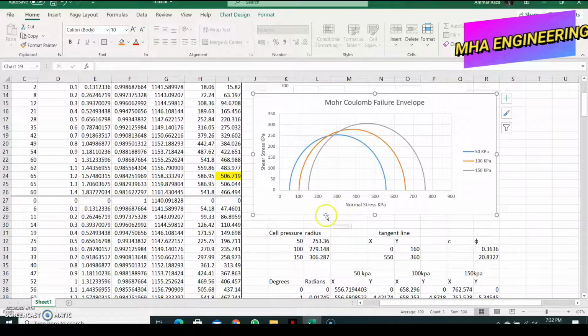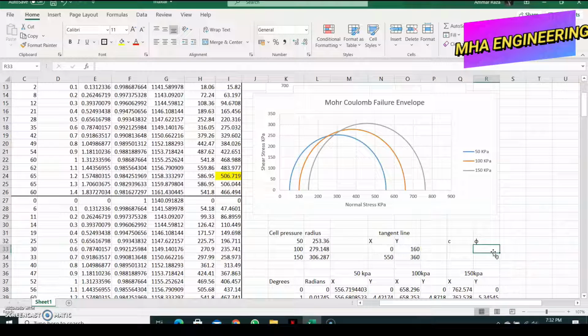So the C and phi that we will get from these will be total stress shear parameters rather than effective stress ones. So how we get this is, now we have to draw a tangent line for these circles.